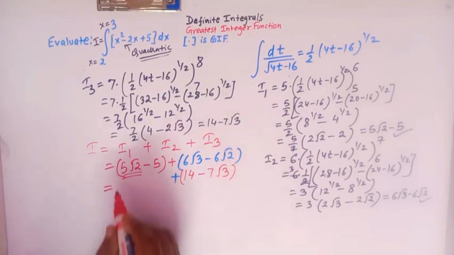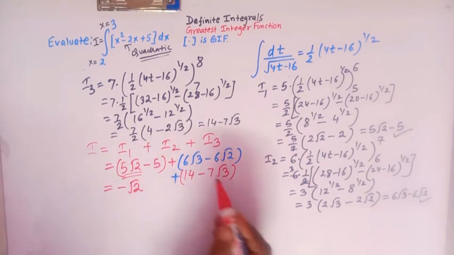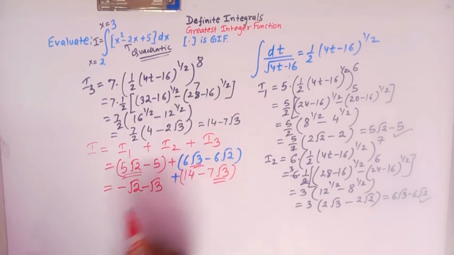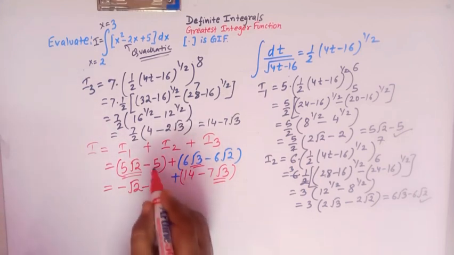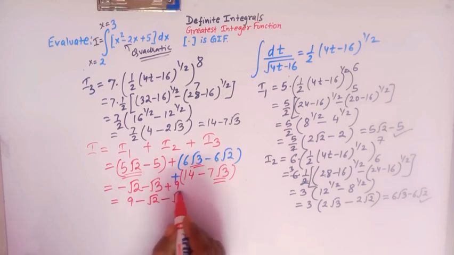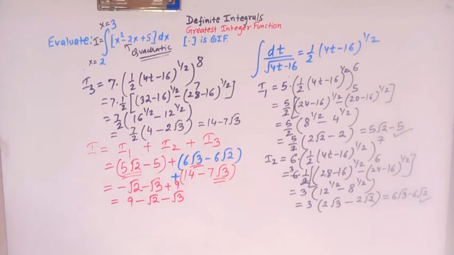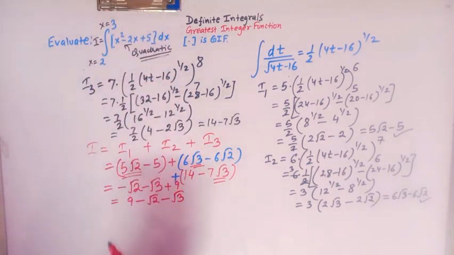minus 6 root 2, so we have minus root 2, right? And here we have 6 root 3 minus 7 root 3, so we have minus root 3, right? And here we have 14 and here we have 5. So 14 minus 5 is plus 9, right? So this can be written as 9 minus square root of 2 minus square root of 3, right? So viewers, the value of this integral is 9 minus square root of 2 minus square root of 3, right?